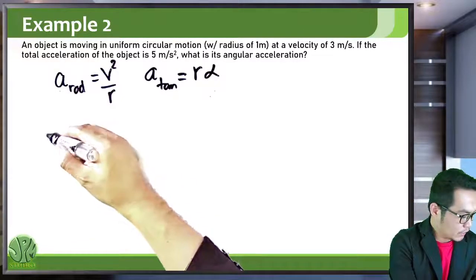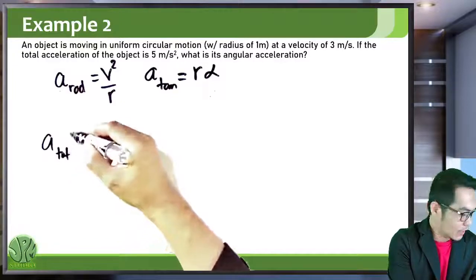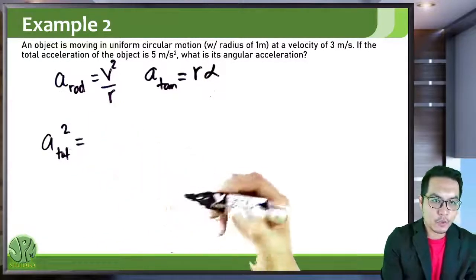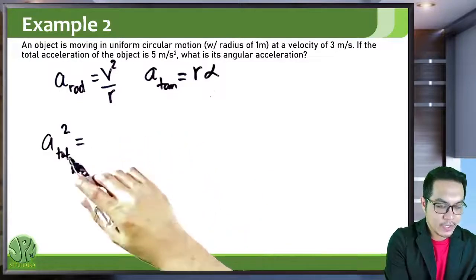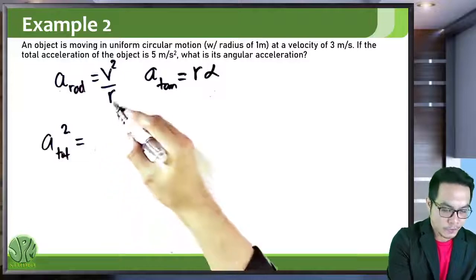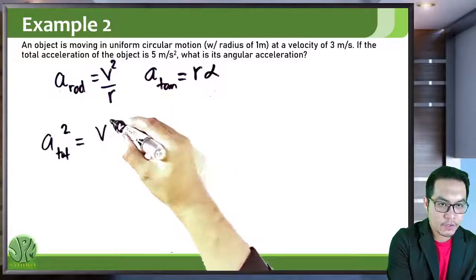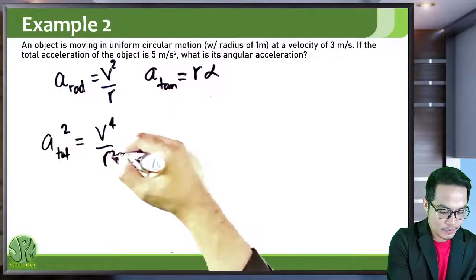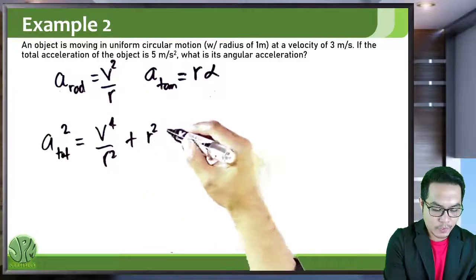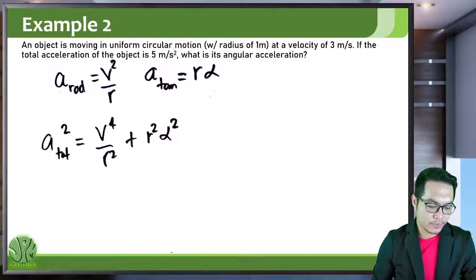So from the equation for total acceleration, I'm just going to use the square part. So you have the total acceleration is just the radial acceleration squared plus the tangential acceleration squared, so Pythagorean theorem. So the square of this, you have v to the fourth over r squared, plus the square of that one, so r squared alpha squared.